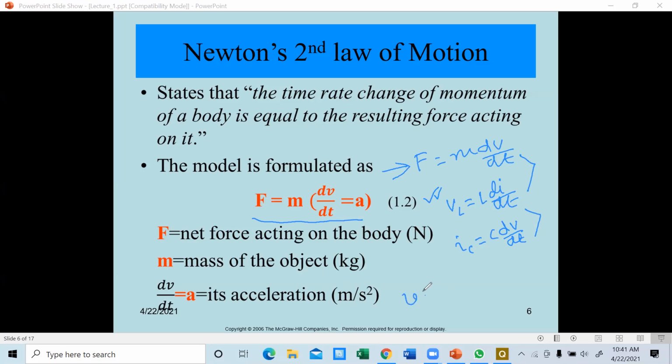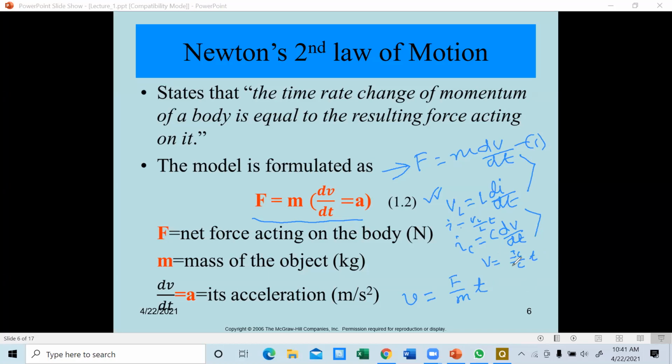Your velocity would be equal to what? F divided by m into t, isn't it? If we integrate equation 1, is it okay? Yes, sir. Similarly, if we integrate equation 2, your current would be equal to VL divided by L into t. Similarly, in the case of the capacitor, if we integrate it, then the voltage across the capacitor would be equal to IC divided by C into t, for t greater than or equal to 0.